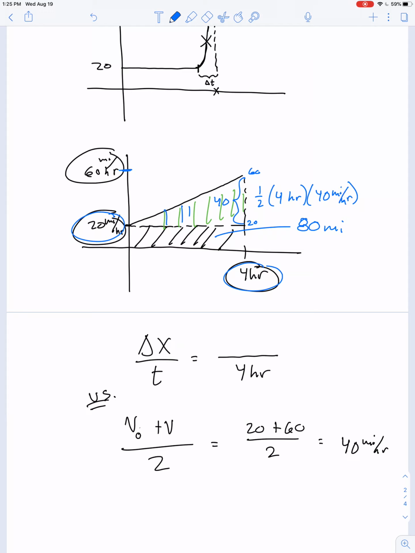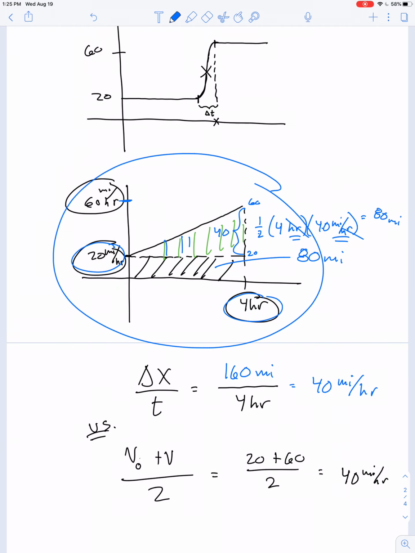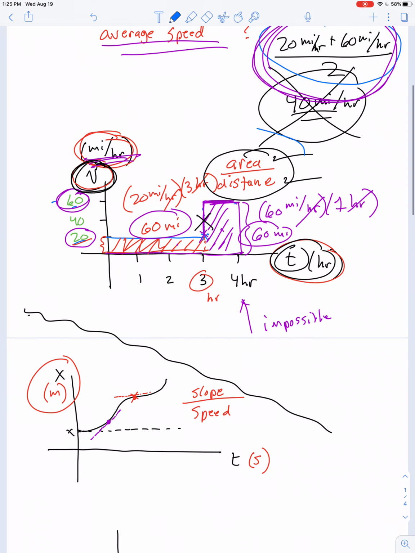Again, I'm not just plugging in numbers, I'm plugging in numbers as well as their units to see how the units cancel out. Hours cancel hours. Let's see, so 4 times 40 would be 160, and half of that is 80. Oh, so the triangle and the rectangle both give me the same value. Okay, so we have a total distance of 160 miles, and 160 miles divided by 4 hours is indeed 40 miles per hour. So the difference between this graph and the one in our original situation is this is a non-uniform acceleration.